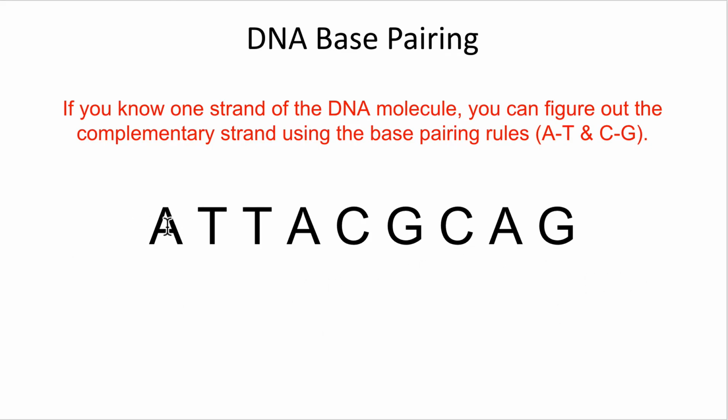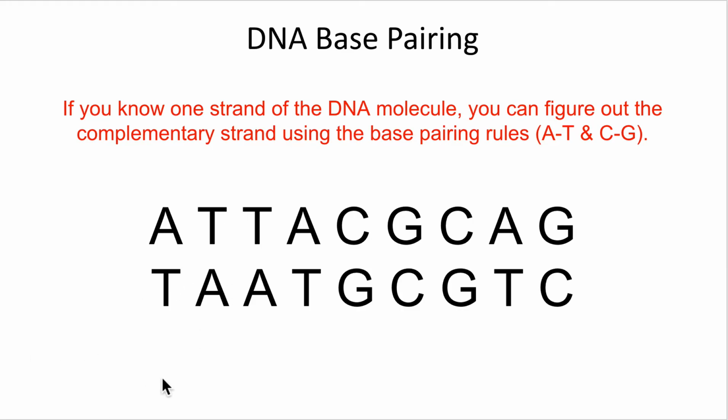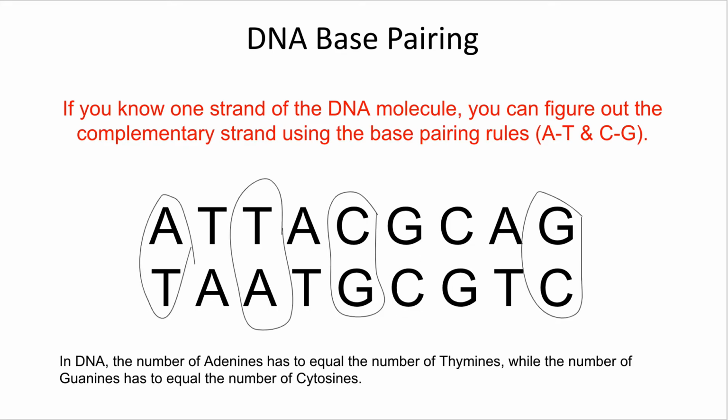So here's my strand of DNA, A, T, T, A, C, G, C, A, G. So this might be one gene, it makes one protein. Well, it has a corresponding side, right? So that A will always pair with a T, that T will always pair with an A, and eventually it'll look like that. So here's my double-stranded DNA, A to T, T to A, C to G, G to C. And they always pair together. And this is called Chargaff's rules.